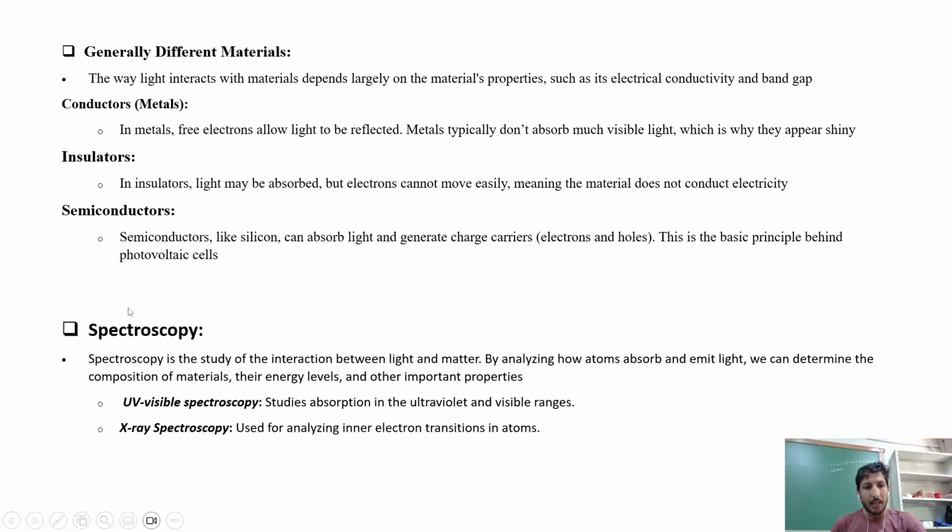We already know that spectroscopy is the study of the interaction between light and matter, and our topic is the interaction of light and matter, so spectroscopy is a technique which discusses light and matter. By analyzing how atoms absorb and emit light, we can determine the composition of material, their energy levels, and other important properties. For example, UV spectroscopy and X-ray spectroscopy are used for analyzing inner electron transitions in atoms.